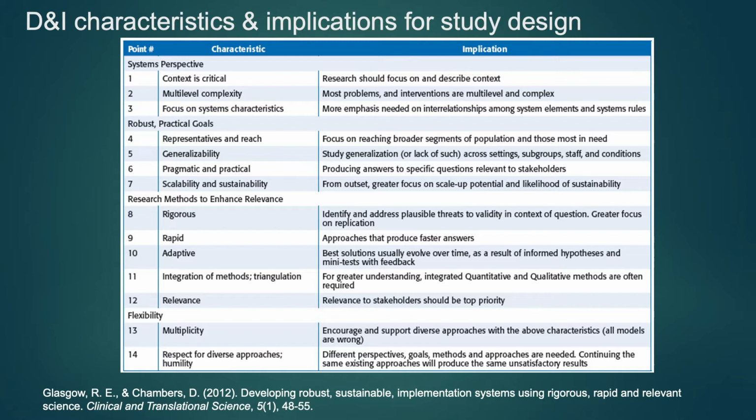We also often integrate methods for triangulation and for understanding the context of implementation. And we want to be relevant not just for research, not just for publishing in a journal, but also for the stakeholders that might find some utility in the work we're doing in implementation science: our system leaders, organization leaders, clinical providers, patients, and clients who we might serve. The upshot is that we need to be flexible in thinking about dissemination, implementation, research, and study designs.